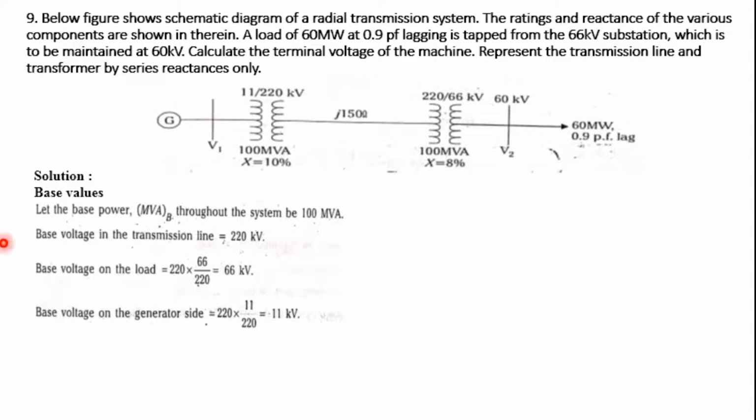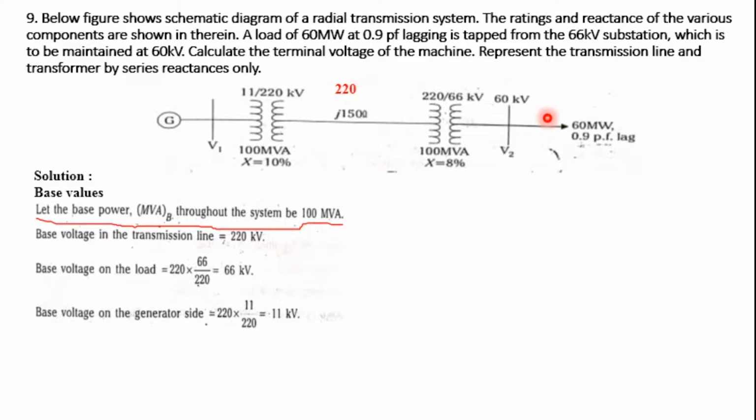We are just assuming the base power to be 100 MVA. I told you that we have to go for the voltage on the transmission line because I know this is 220 kV and this is also 220 kV, so the transmission line voltage will be 220 kV. That's why I'm considering the base voltage in the transmission line as 220 kV. If I know this is 220 kV, and I know the rating of the transformer, then I can calculate the generator voltage. Similarly, I can calculate the load voltage.